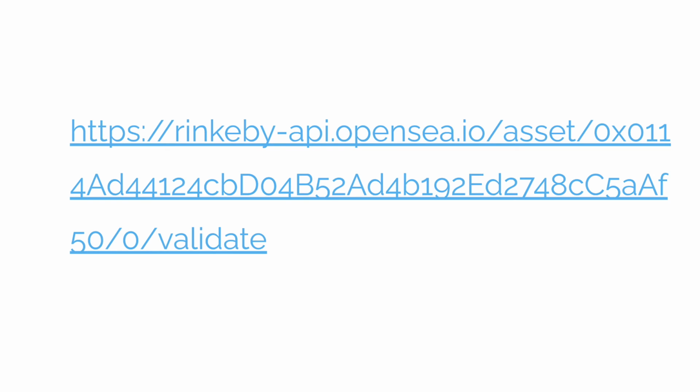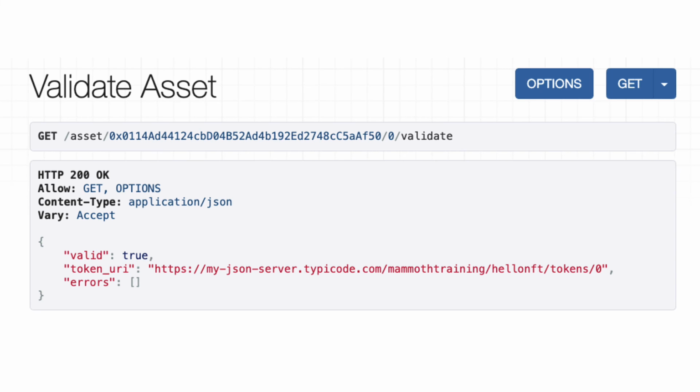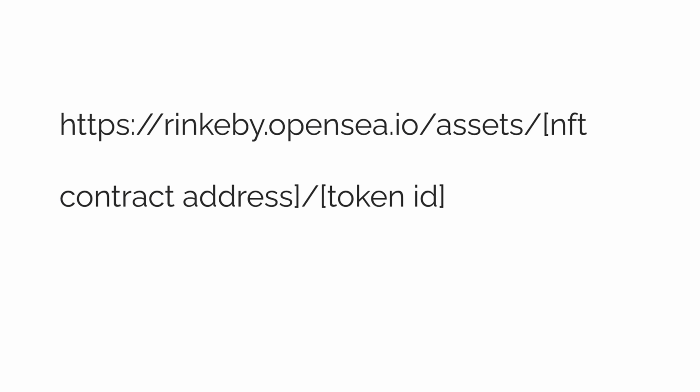One example here of an OpenSea metadata validation asset is one that I have minted, and you can see the details about the minted token. Is it valid? And what is the token URI? And the token URI should be to your JSON server.